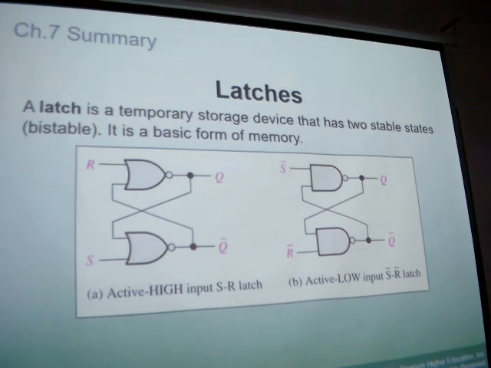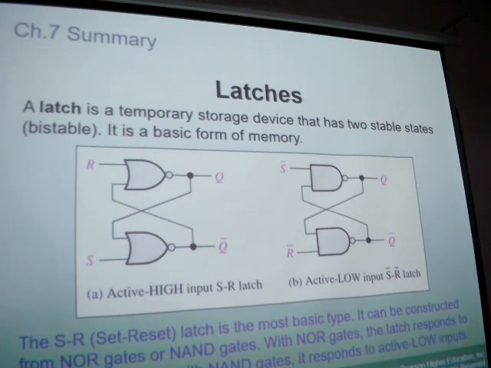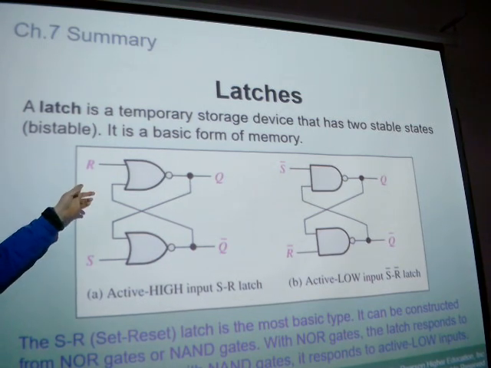This latch is an active high input SR latch. The right diagram is the active low input S bar R bar latch. The SR latch is the most basic type. R means reset.